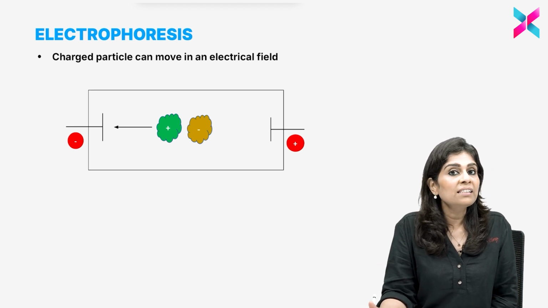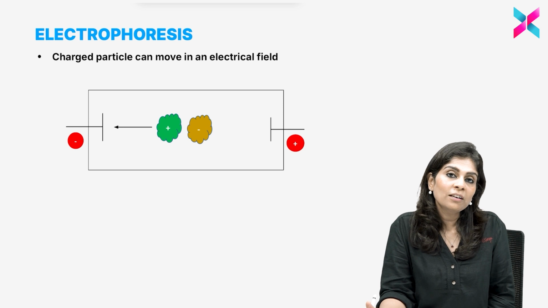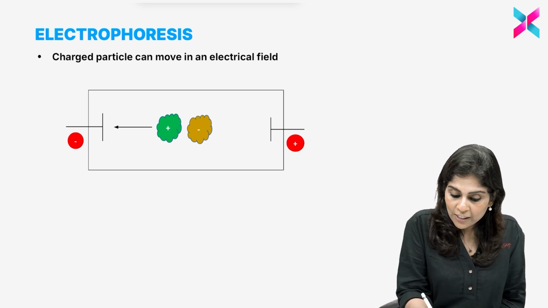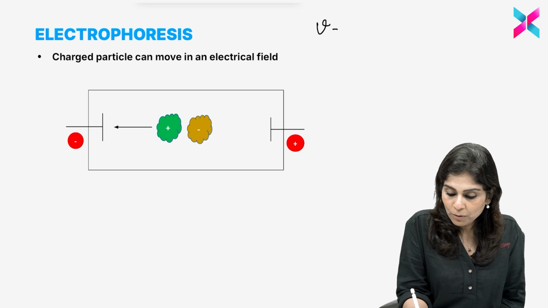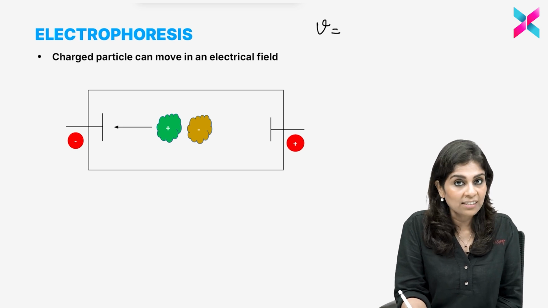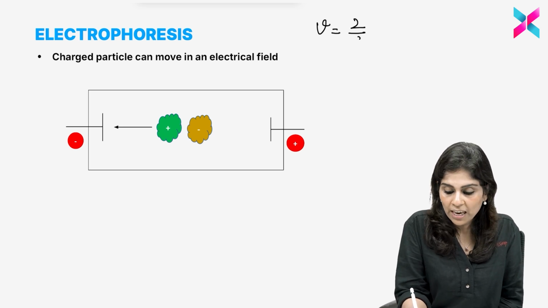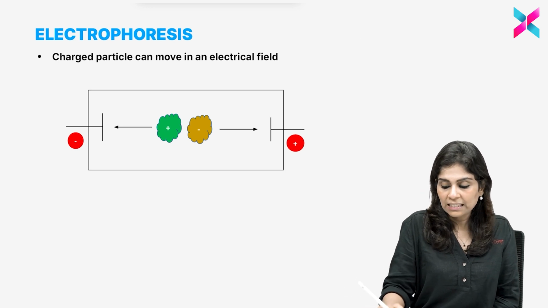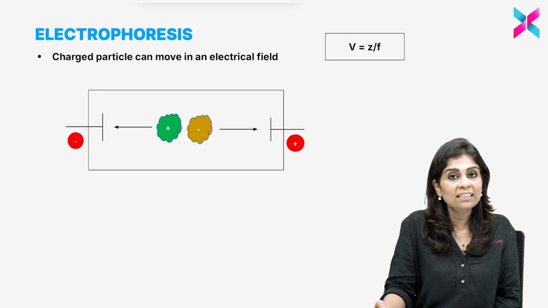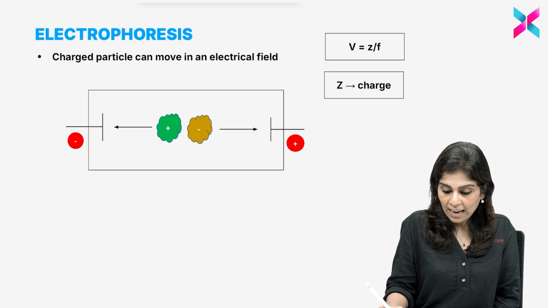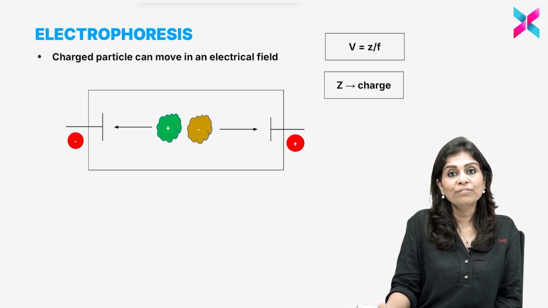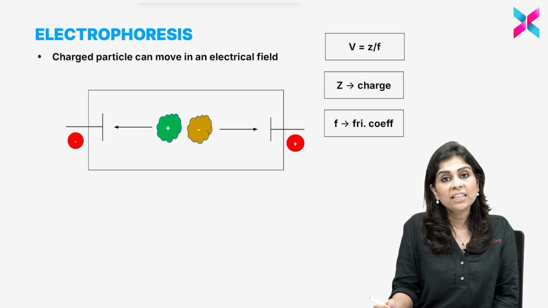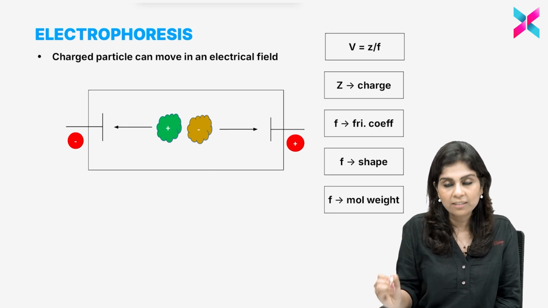So what is the basic principle here? Any charged particle will move in an electrical field. And the velocity of migration of a charged particle in an electrical field is given by Z by F. So what is the formula? Velocity is given by Z by F, where Z is the charge and F is the frictional coefficient. The frictional coefficient is determined by shape and molecular weight.